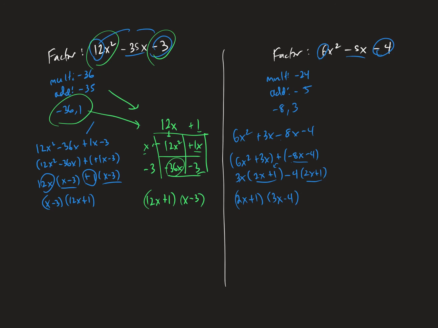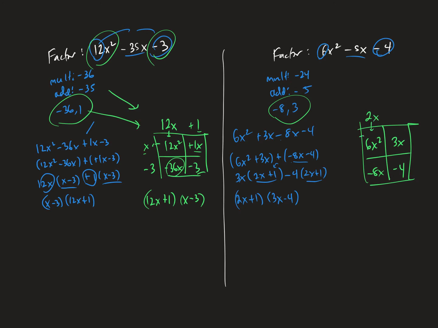Or if I'm doing the box method, quadratic term, constant term, two terms with this. Look at the greatest common factor in the first column. That would be a 2 and an x. And then go around the box.